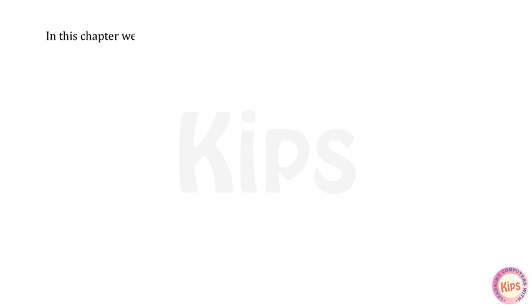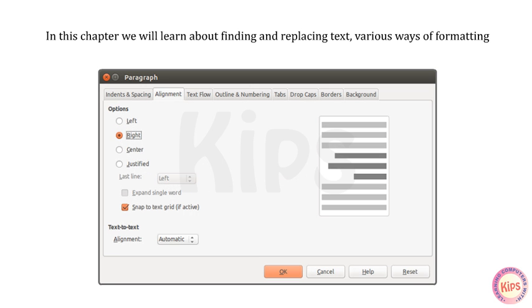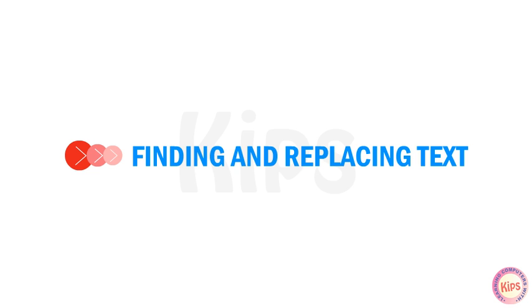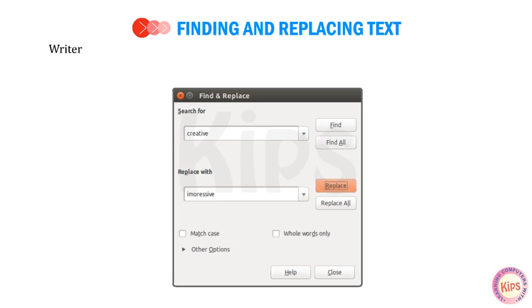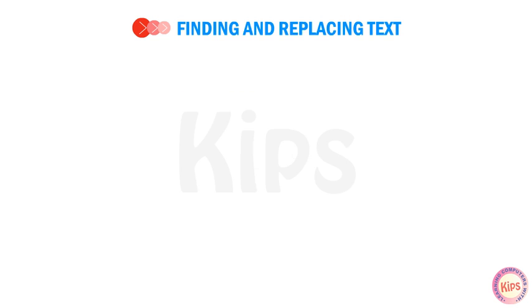In this chapter, we will learn about finding and replacing text, various ways of formatting a paragraph and page, and printing a document. Before moving forward, let us first discuss how to find or replace text. Writer offers a facility to search a particular word and also allows you to replace it with a new word. Let me first tell you how to find text.